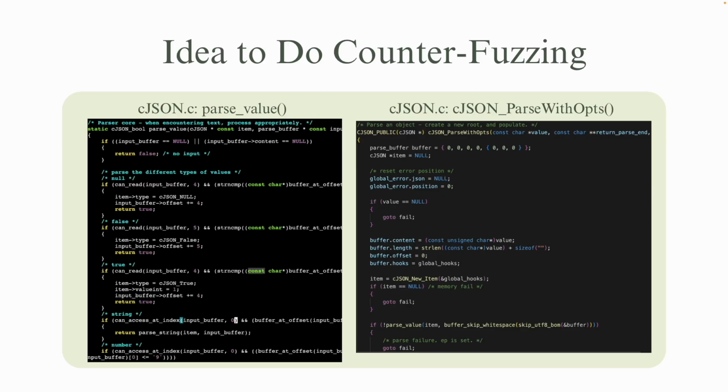So why did we choose parse value for counterfuzzing? We selected parse value because it processes all JSON values during parsing. It's a hotspot in the parsing logic, making it a perfect place to introduce delays and disrupt fuzzing tools. The techniques we used are added here to slow down the parsing process predictably. So let's see what we have done.